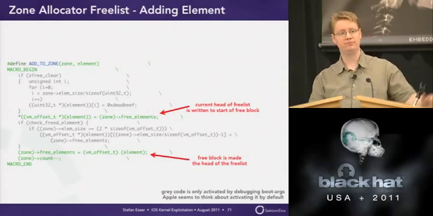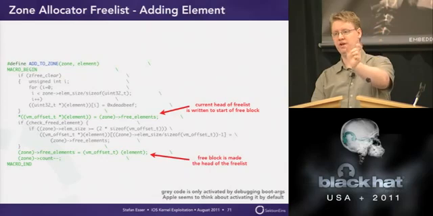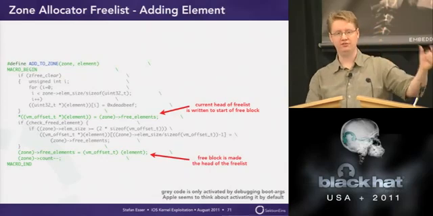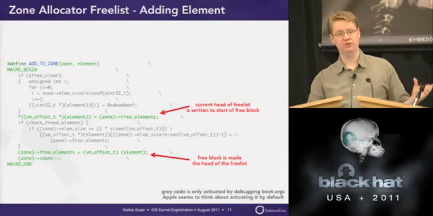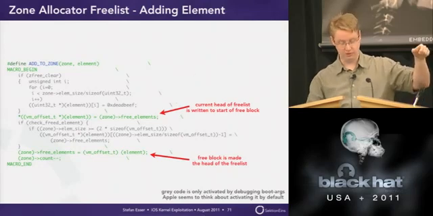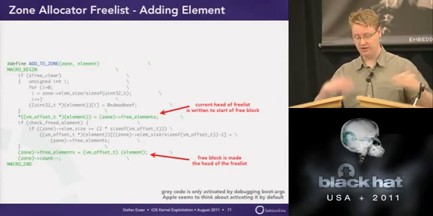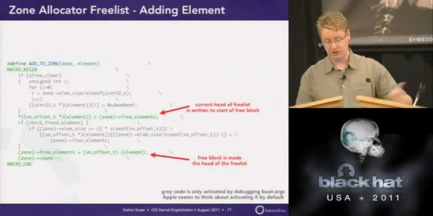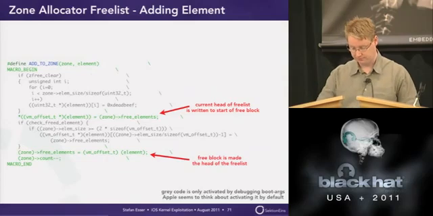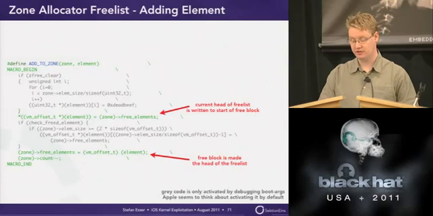When you free a block, you take the momentary head of the free list, write it into the first 4 bytes, and then you set the new head to this free block. And again, there are some sanity checks which are disabled by default. Okay, how can you exploit that?